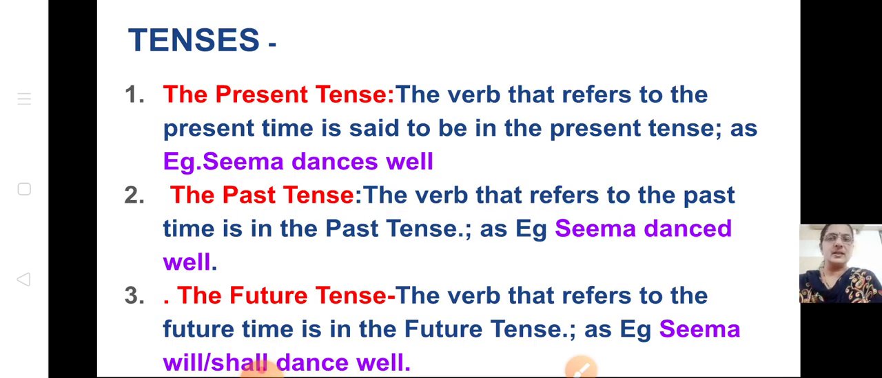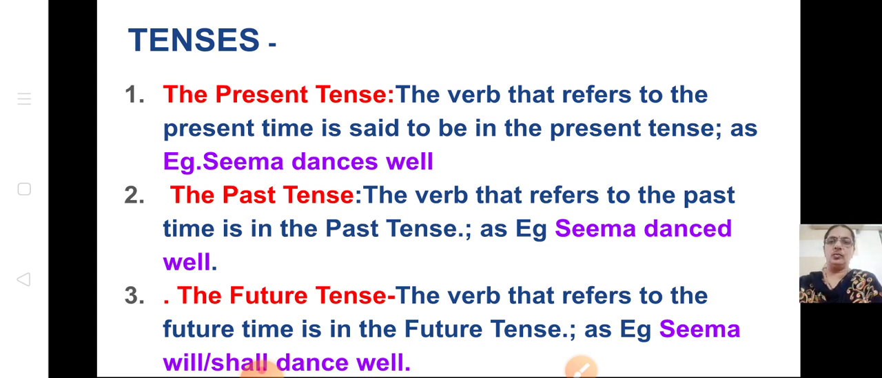In that itself, there is a small part which is called tenses. We learned there are three types of tense: present tense, past tense and future tense, isn't it? What does present tense mean? The verb that refers to the present time is said to be in the present tense. Example, Seema dances well. That is present tense. Past tense means the verb that refers to the past time is in past tense, that is, Seema danced well.